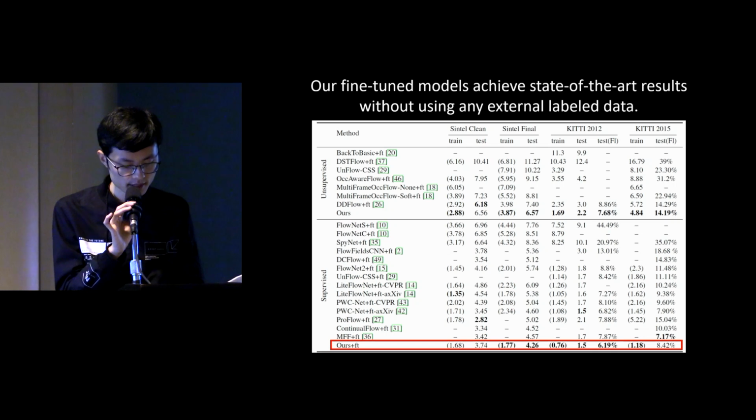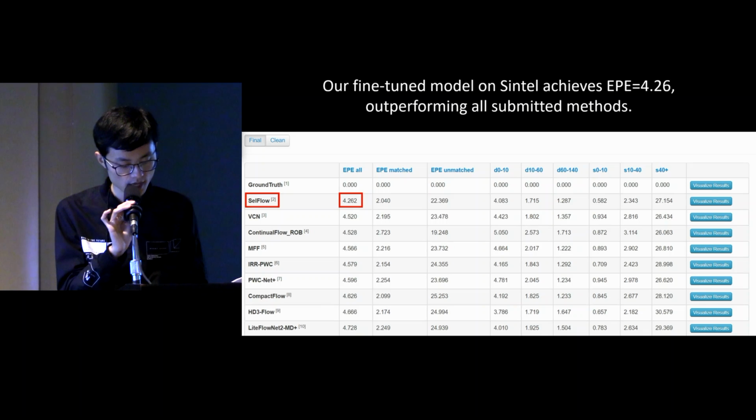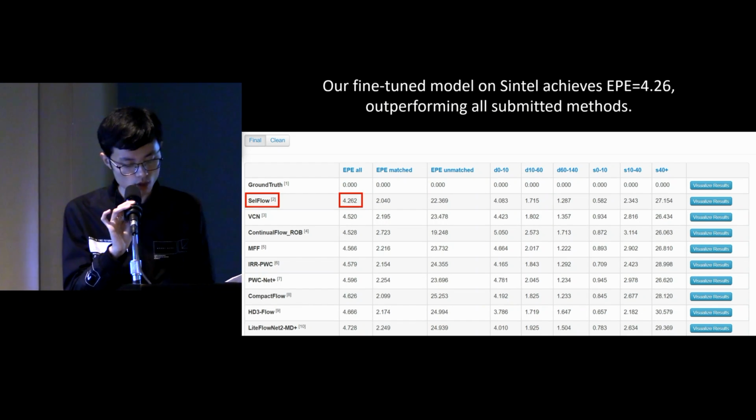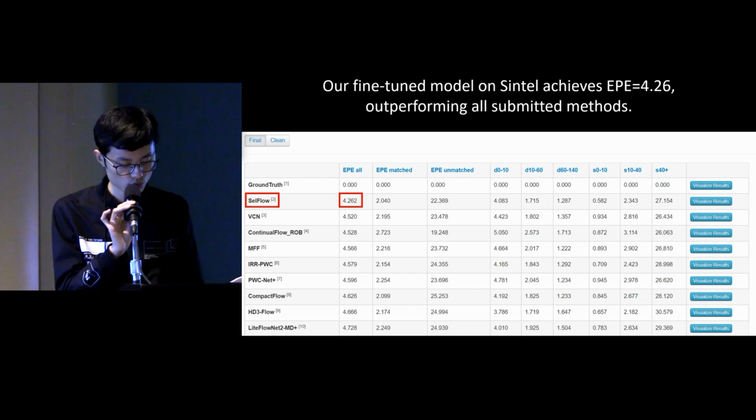Note that existing state-of-the-art supervised learning methods rely on pre-training on synthetic data. This is the first time that a supervised learning method achieves such a high performance without using any external labeled data. Our fine-tuned model on Sintel achieves EPE equals 4.26, outperforming all submitted methods, and until now, it is still ranked first.